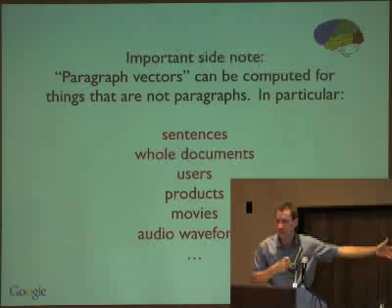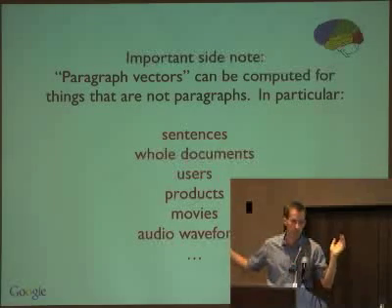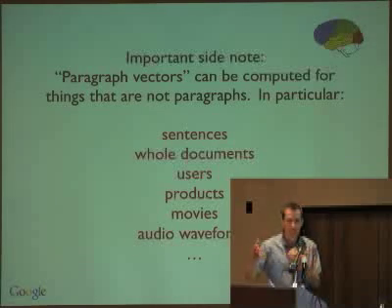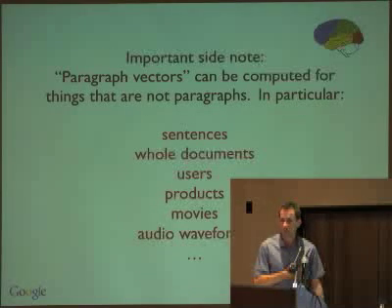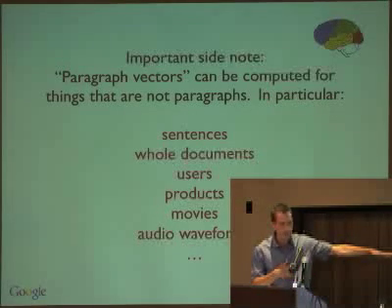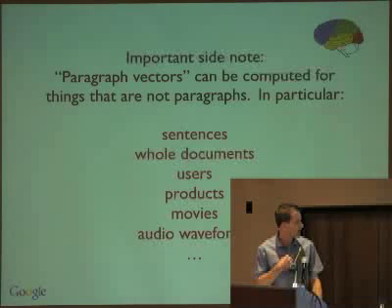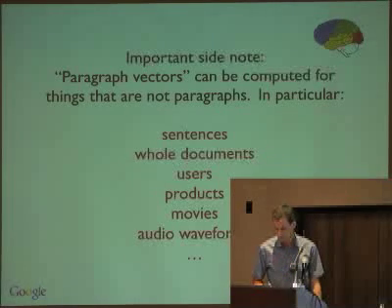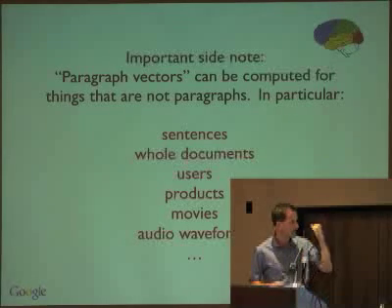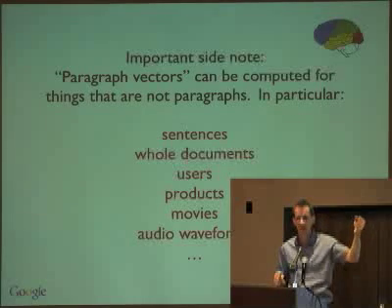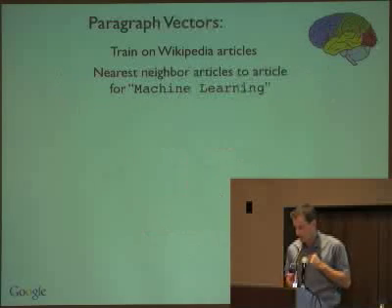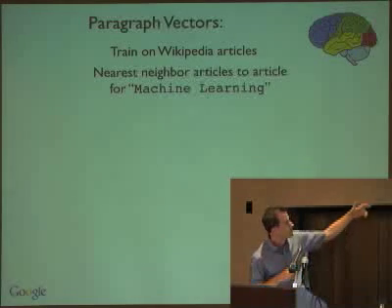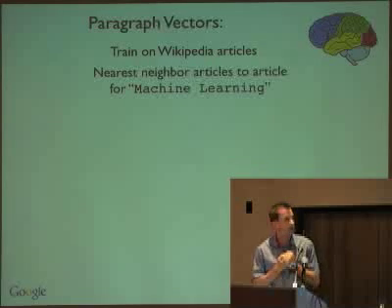It could be information about a product. It could be the sequence of actions people go through when they're interacting with the product, or the text of the product reviews. Could be a sequence of reviews about a movie. Could be audio waveforms. There's all kinds of things these can be. This powerful notion of being able to embed similar things in a very high-dimensional space so that they're nearby is pretty powerful. So here's an example of paragraph vectors trained on Wikipedia articles.